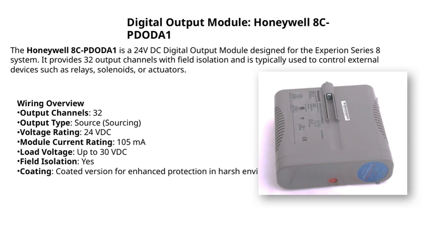Field isolation is included, which is critical for protecting the system from electrical noise and potential faults in the external devices. Additionally, this module features a coated version, providing enhanced protection in harsh environments. Think of dust, moisture, or corrosive conditions. This specific digital output module, the Honeywell 8C PDODA1, is designed for the Experion Series 8 system. Its main role is to control external devices reliably and safely, making it a key component in automation and control systems. By understanding these wiring details, we can ensure proper installation and optimal performance in our applications.